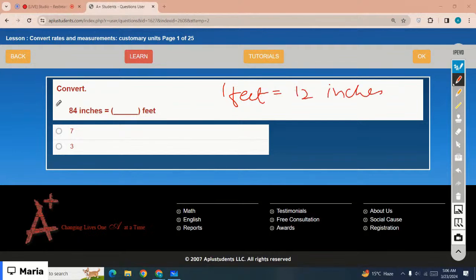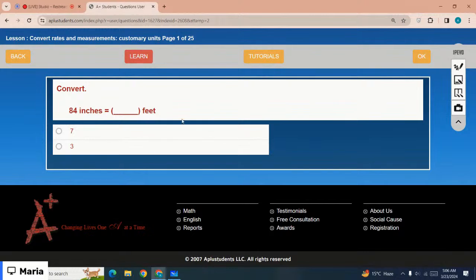So you have to convert from inches to feet. So you have to divide 84 by 12, right? So 12 times 7 is 84, that equals 7 feet. The correct option is 7 feet, right? So 84 inches equal 7 feet. The correct option is 7.